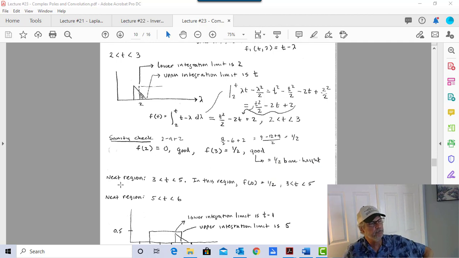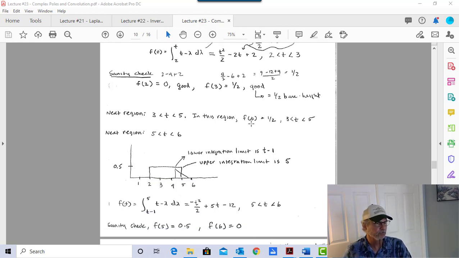So let's put that in here. For our next region, 3 is less than t is less than 5. In this region, f of t is just equal to 1/2. So here it is formally: f of t equals 1/2 for 3 less than t less than 5. You notice I'm a little cavalier here about maybe putting a less than or equals for one of these. I'm an engineer. That's what we do.